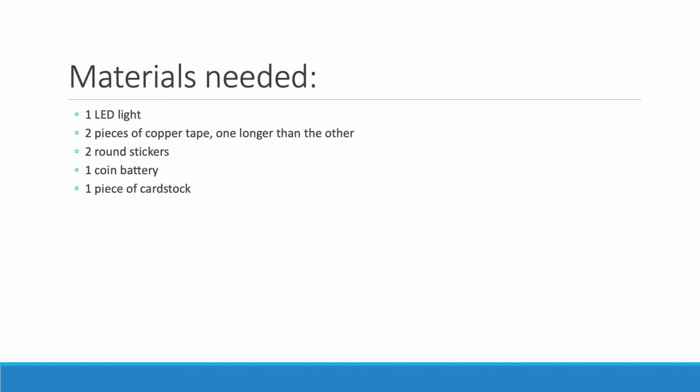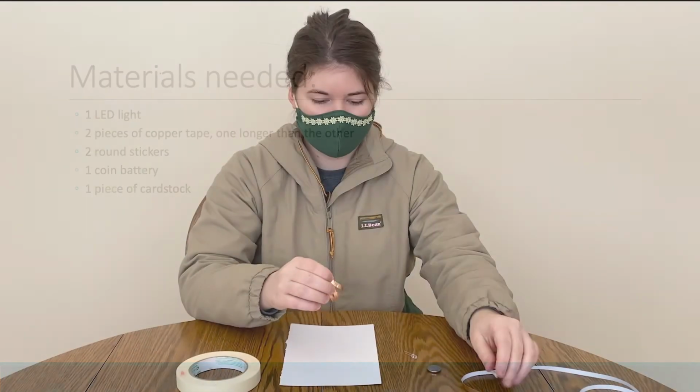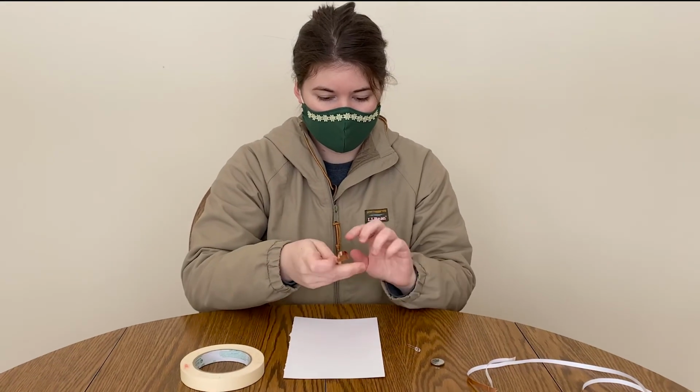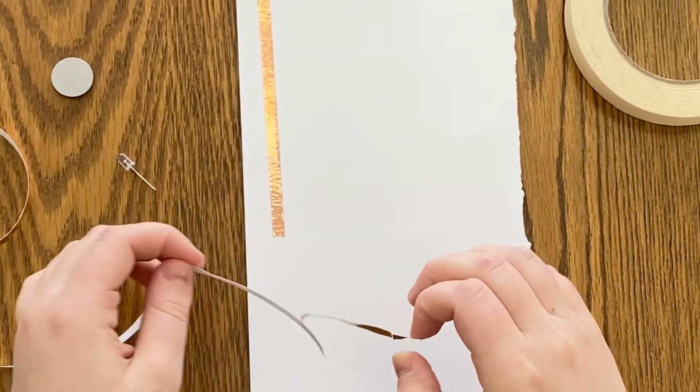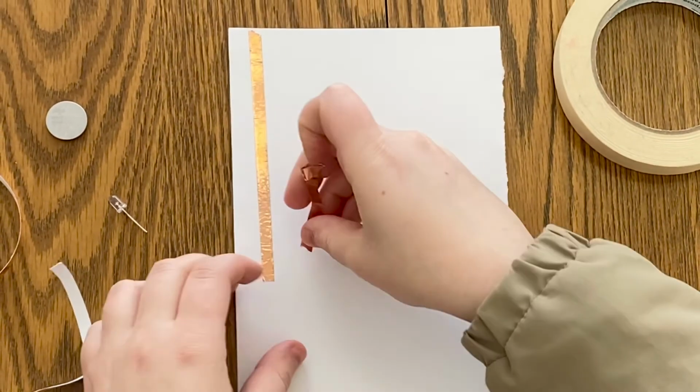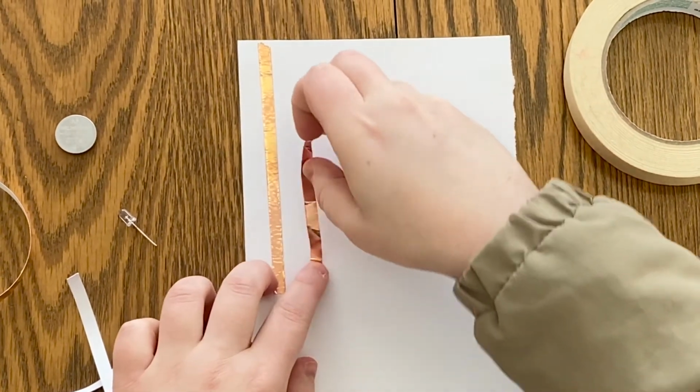To make your circuit, you will need the following materials: 1 LED light, 2 pieces of copper tape, one longer than the other, 2 round stickers, 1 coin battery, and 1 piece of cardstock. First, peel off the backing and place the longer piece of copper tape onto your cardstock near a corner of the paper. Next, place the smaller piece of copper tape next to the longer strip so that it is parallel, or side by side, like this.